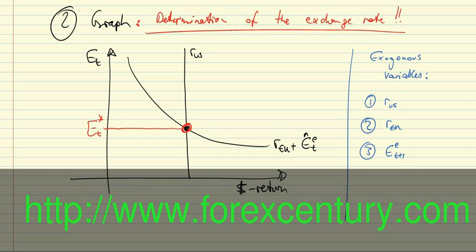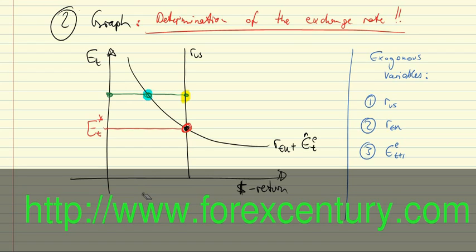Now, in this graph, what would happen if we were in disequilibrium? So let's assume that the exchange rate is actually here. What would happen? Well, the US return is this high, so this is RUS, whereas the euro return is only this high. This is the dollar return on the euro asset.